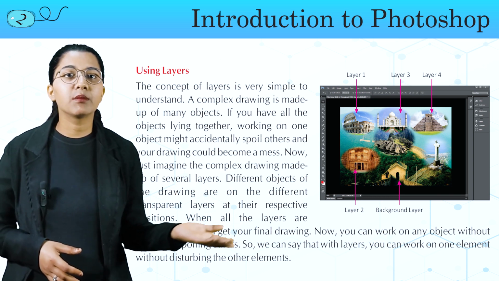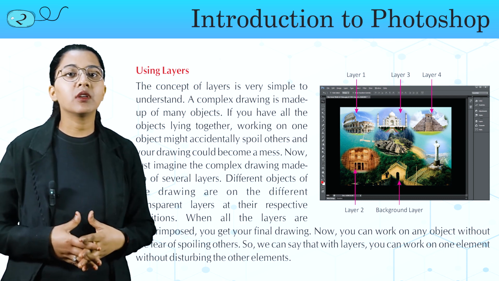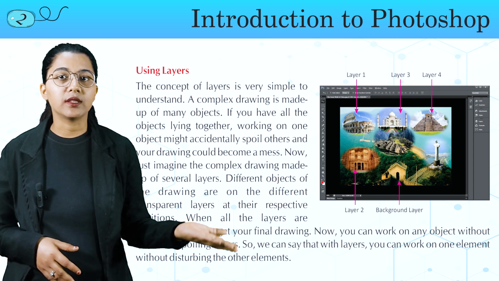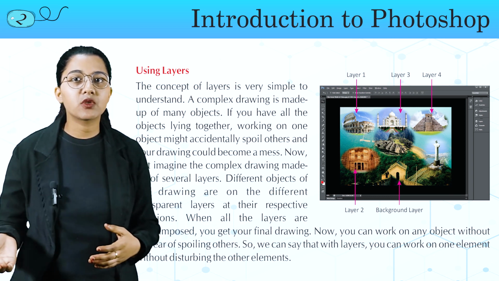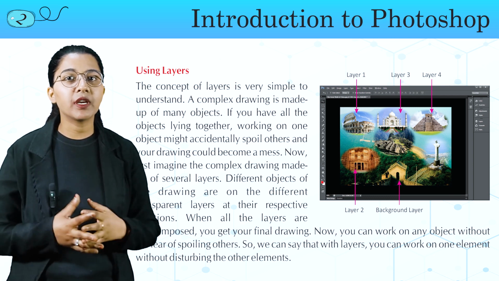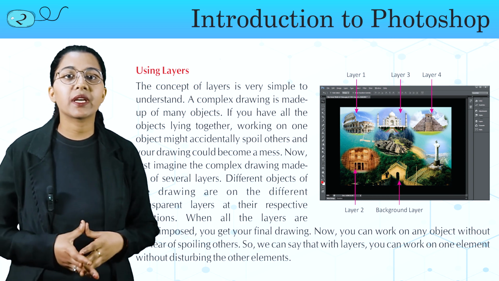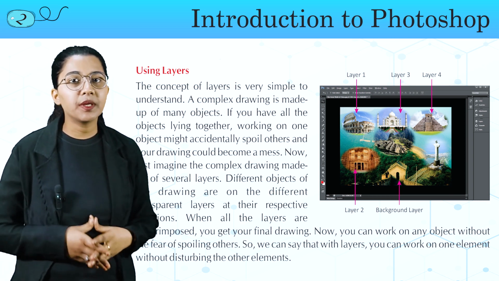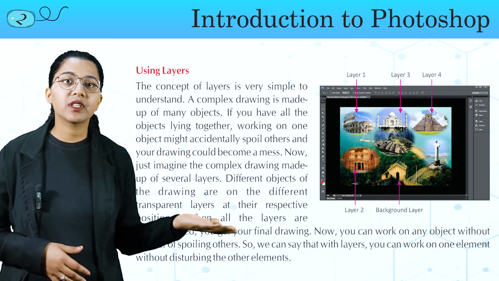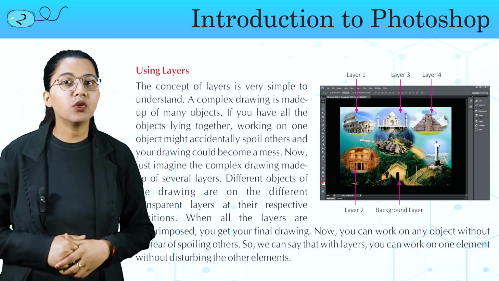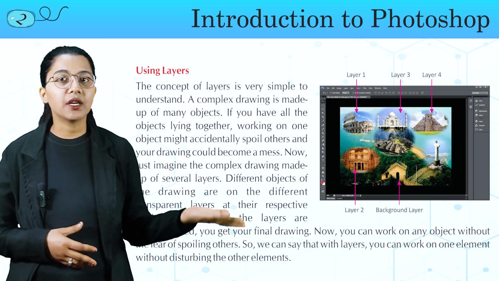A complex drawing is made up of many objects. If you have all the objects lying together, working on one object might accidentally spoil others, and your drawing could become a mess. Now, just imagine the complex drawing made up of several layers. Different objects of the drawing are on different transparent layers at their respective positions. When all the layers are superimposed, you get your final drawing. Now, you can work on any object without the fear of spoiling others. So, we can say that with layers, you can work on one element without disturbing the other elements.